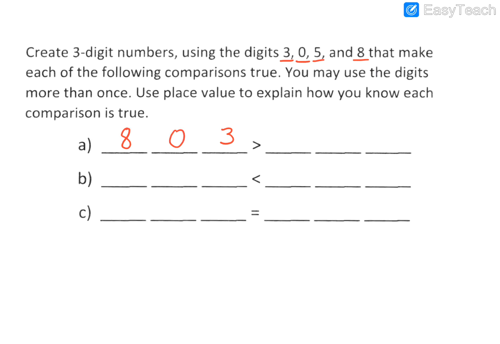Now that I've come up with my first number here, my challenge is to write another number in this blank here that makes this true. Remember, the alligator wants to eat the biggest number. So if this is the biggest number, I have to come up with a number using these same digits here that makes this true. So that means anything less than 803. You're going to do the rest of these the exact same way. This one, you have to be careful. This is less than. Remember, the alligator wants to eat the biggest number. That means it's over here. And this is equal to. You're going to have to write two numbers that are the exact same.